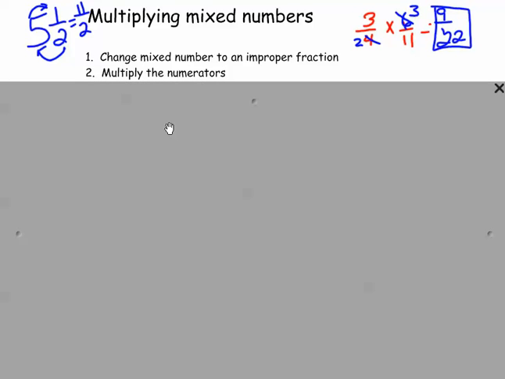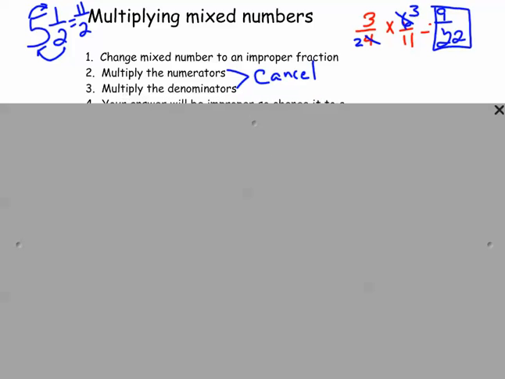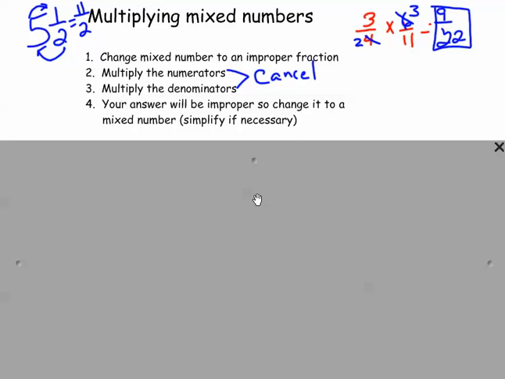Second, then you would just multiply straight across. You multiply your numerators and denominators. Now, remember, before this step, you're going to cancel if you can, because that's always going to help you out. And then, of course, if your answer is improper, which it will be, you need to change it to a mixed number. So this is all in your notes.